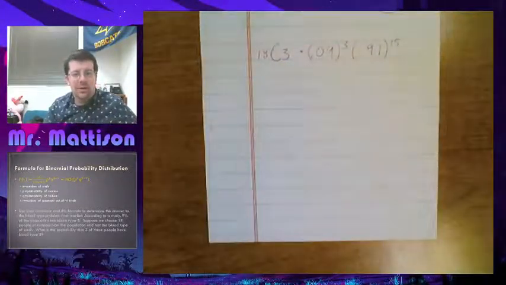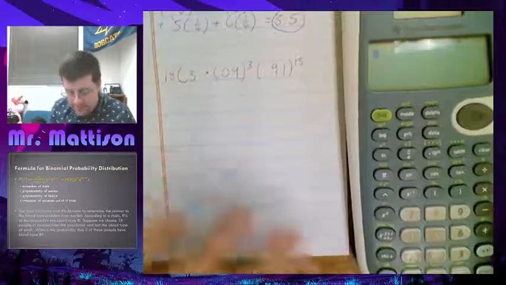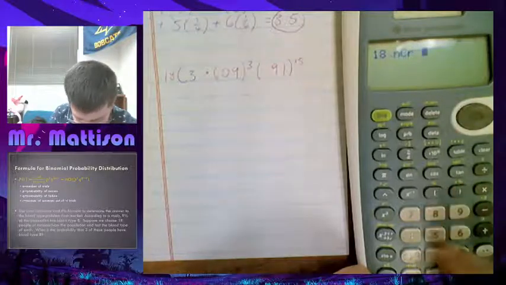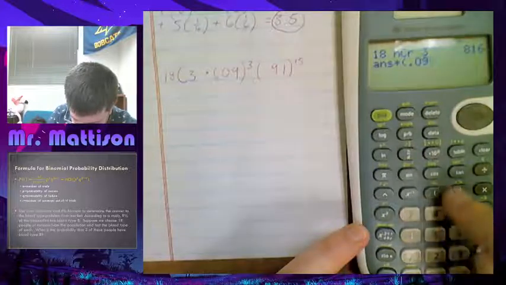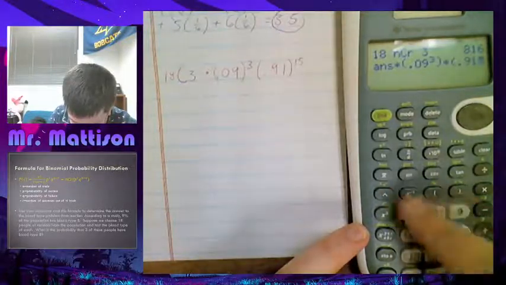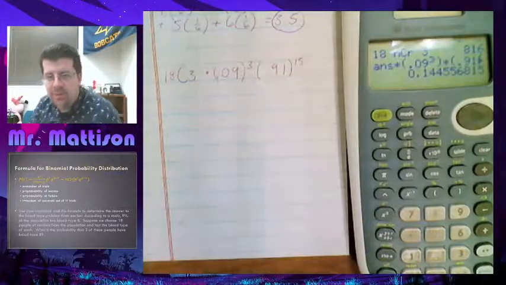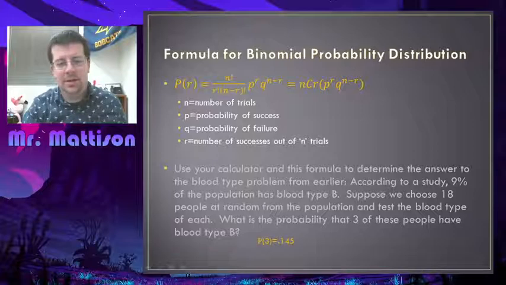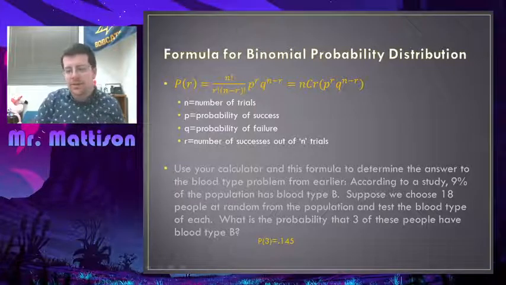So that's all I've got to do: go to my calculator and type all that in. If I do 18 combination 3, times 0.09 to the 3rd, times 0.91 to the 15th, it comes out to 0.144558, etc., which ends up being our probability of getting exactly 3 people that have type B blood.